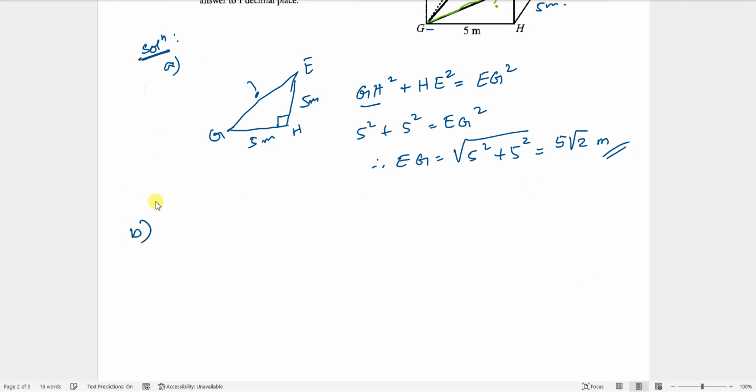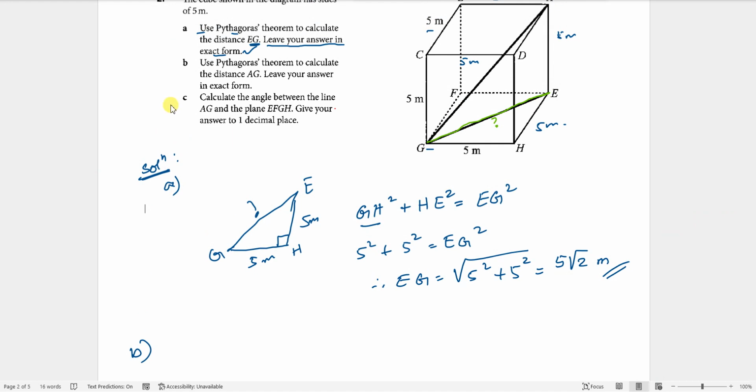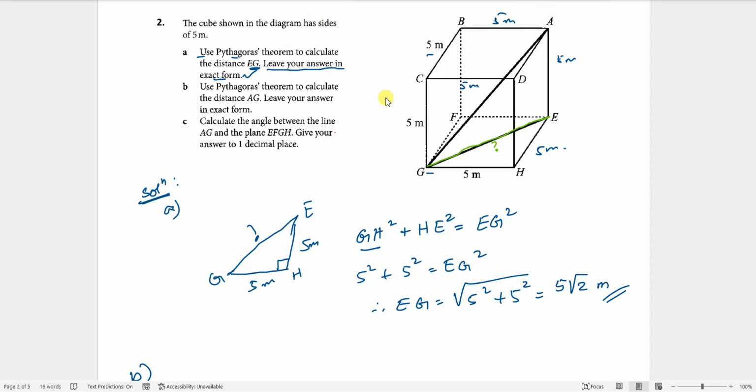Okay, part B. Use Pythagoras theorem to calculate the distance AG. Okay, now where is AG? A and G. Okay, now they're asking us to find this one.